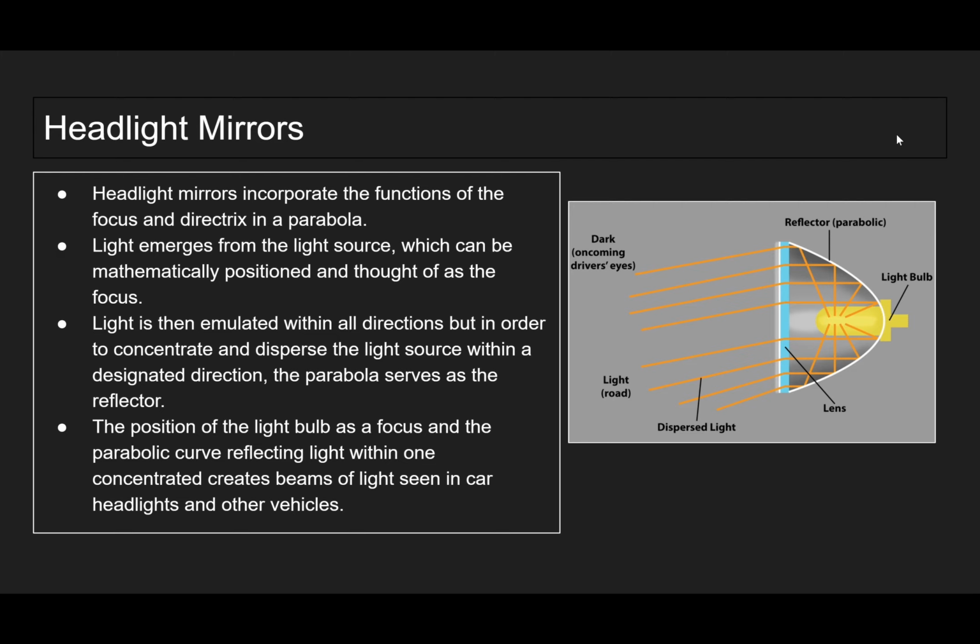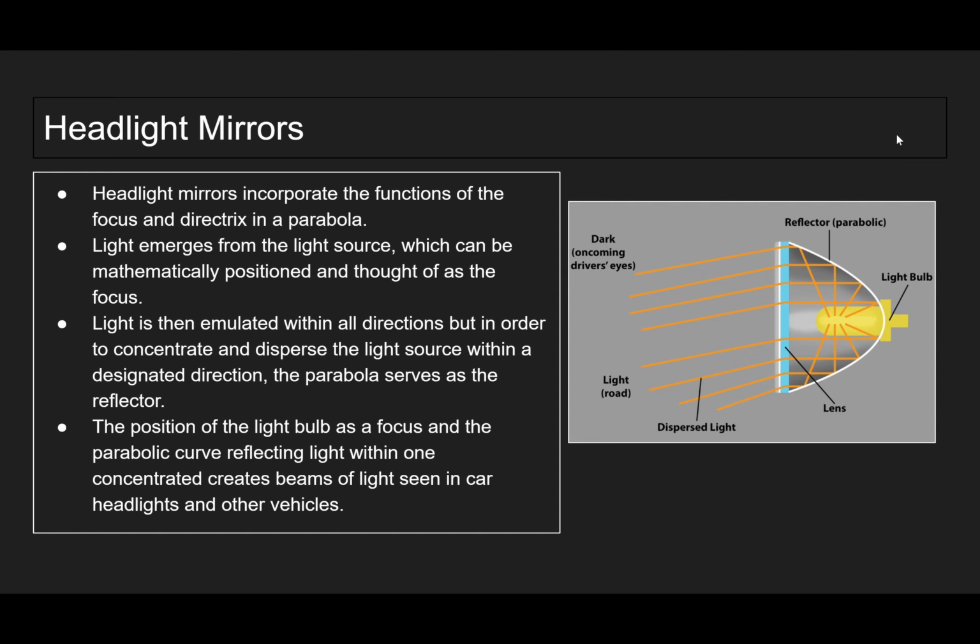Headlight mirrors incorporate the functions of the focus and directrix in a parabola. Light emerges from the light source, in this case a light bulb, which is mathematically positioned and can be thought of as the focus in this example. Light is directed in all directions as any light bulb would do, but in order to concentrate and disperse that light in a designated direction, the parabola serves as a reflector, and it focuses all that light in that one direction.